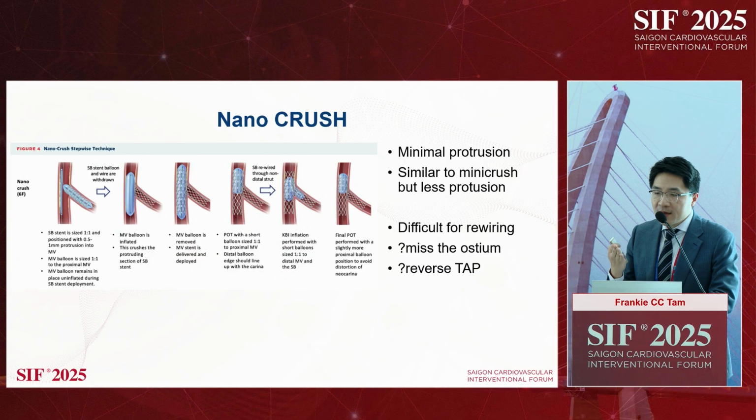But the drawback of performing a nano crush is that sometimes there may be difficulty in doing the rewiring, and sometimes you may miss the ostium, especially if you do not have a very clear anatomy of the bifurcation, and sometimes the patient's heart is beating, the stent is moving. Sometimes you may miss the ostium, and you end up actually doing a reverse TAP stenting.